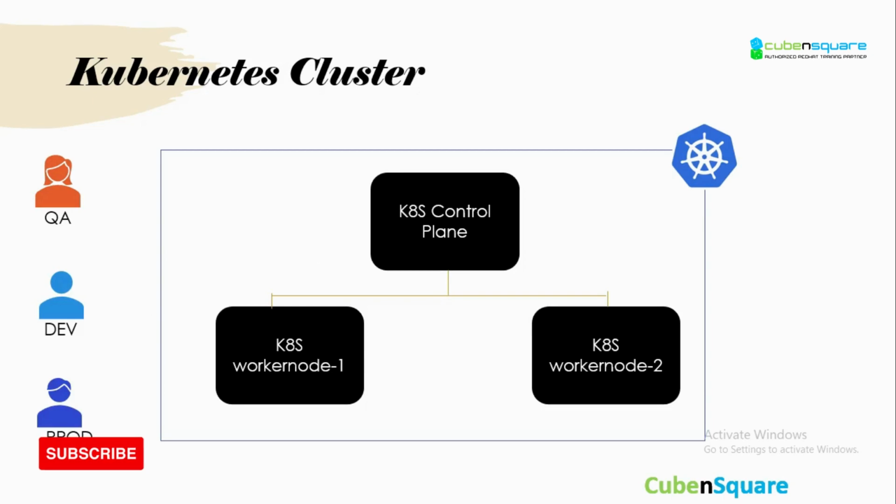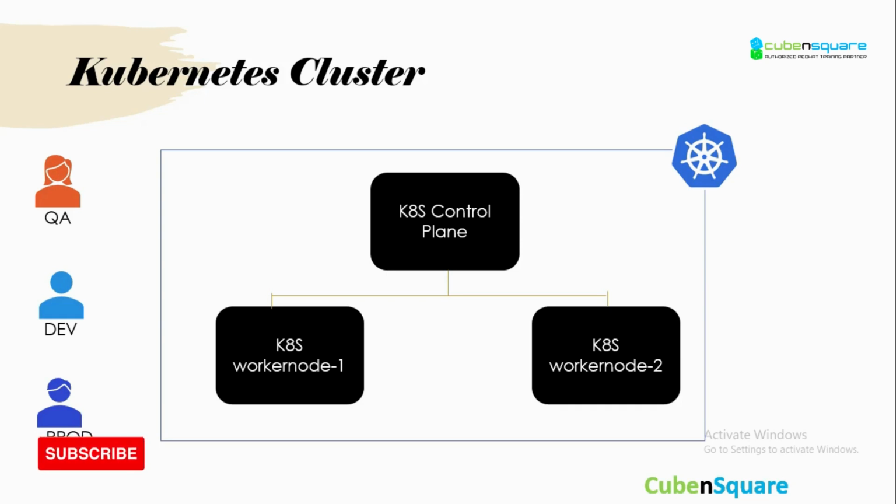So this is a Kubernetes cluster wherein you can see that we have a control plane and a couple of worker nodes, worker node 1 and worker node 2. In real time, I can even have 4, 10, 20 worker nodes, or more, based on the applications and the utilization. Here, assume that we have 3 different teams, QA team, development team and production team, and they are looking for access to this Kubernetes cluster so that they can create and deploy their applications.